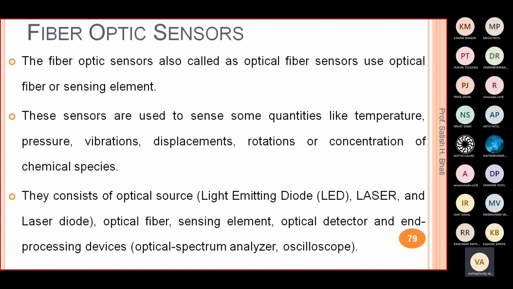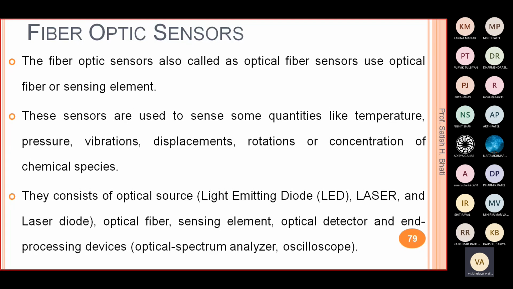Now the next is the fiber optic sensor, which is also called an optical fiber sensor. This sensor uses the optical fiber as a sensing element. Maybe you have heard of optical fiber. Whatever internet speed we are getting nowadays, all that communication happens through optical fiber. That is one way to do the communication.